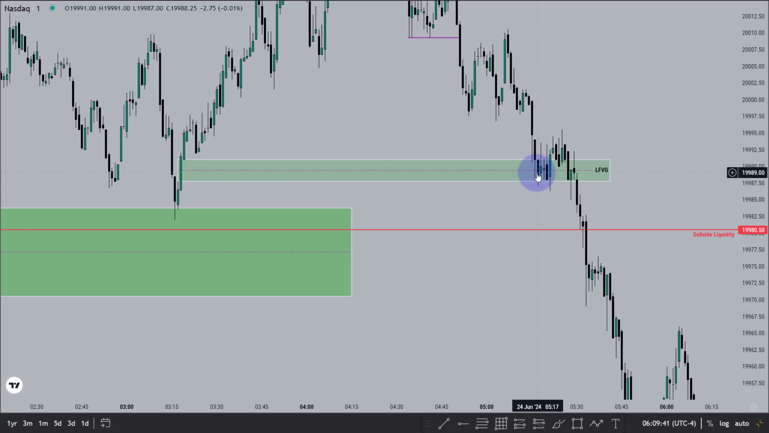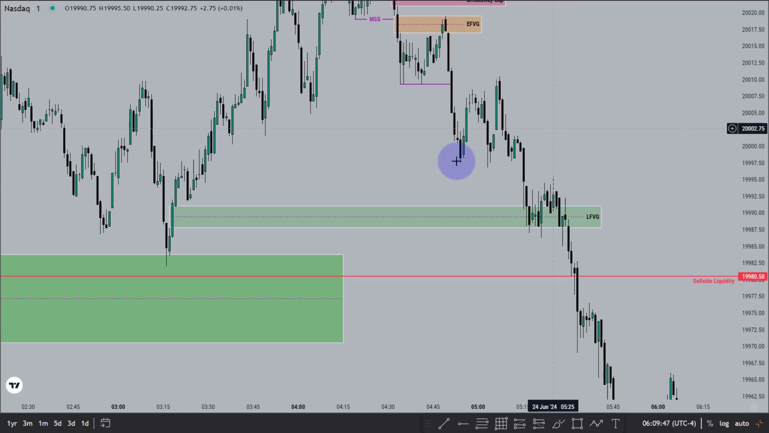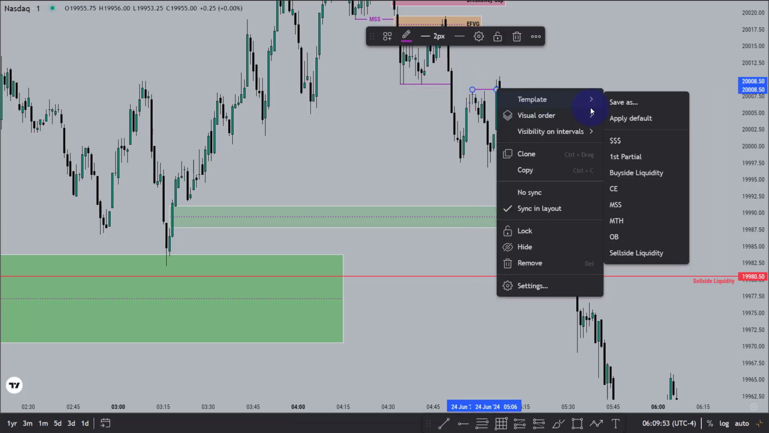Finally, price came here into that last fair value gap, to this line. This is the last fair value gap from the 1 minute chart. When I saw that, I got this liquidity taken over there.